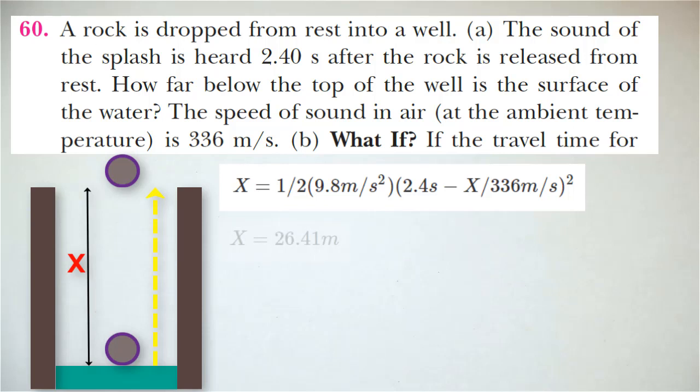As you can see, after some simple simplification, we get that the distance the ball falls in the well before it hits the water is 26.41 meters. And that is the answer to A. Now, on to part B.